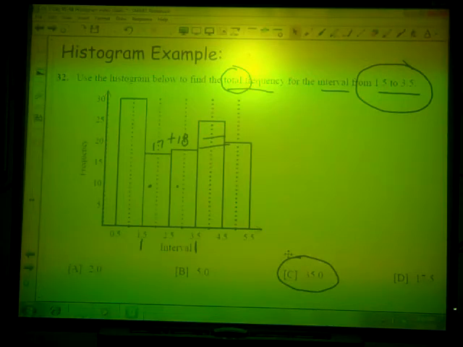So you read it the same way, it just looks different, but you're looking for the range and then how much did that happen in those parts. If there's two of them or more than one, you just simply add them up and go from there.